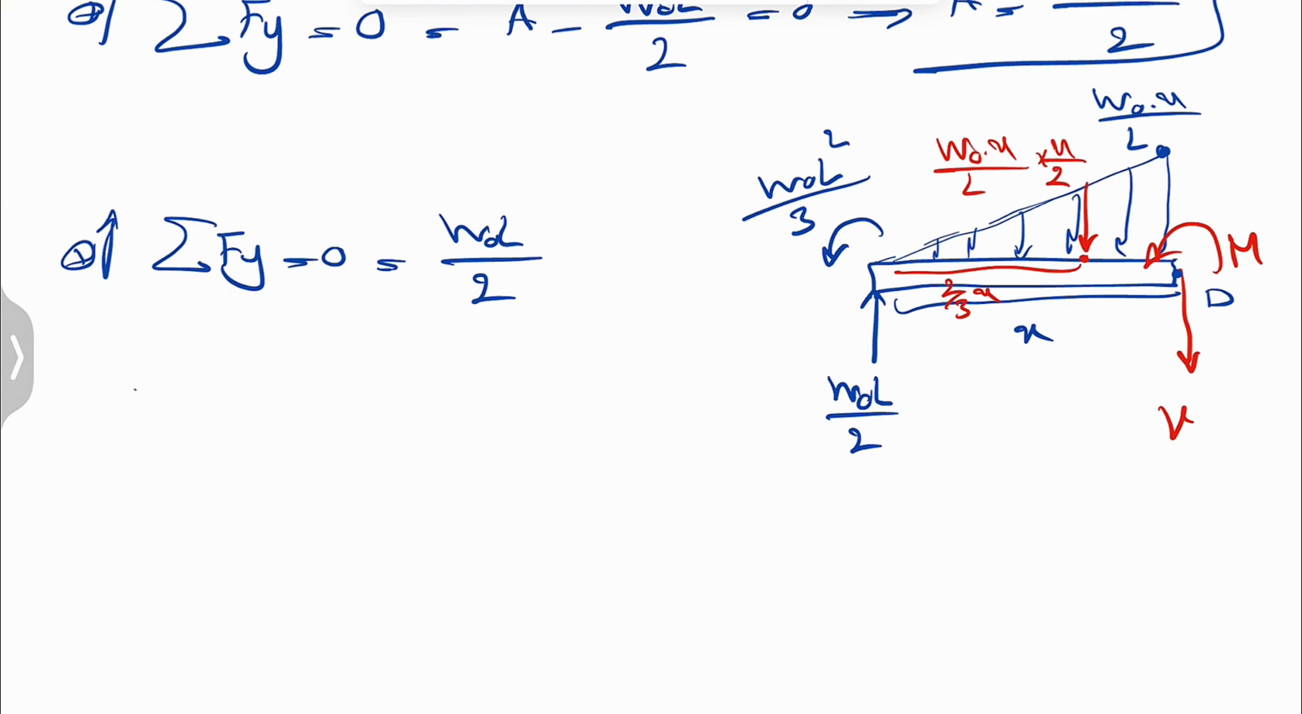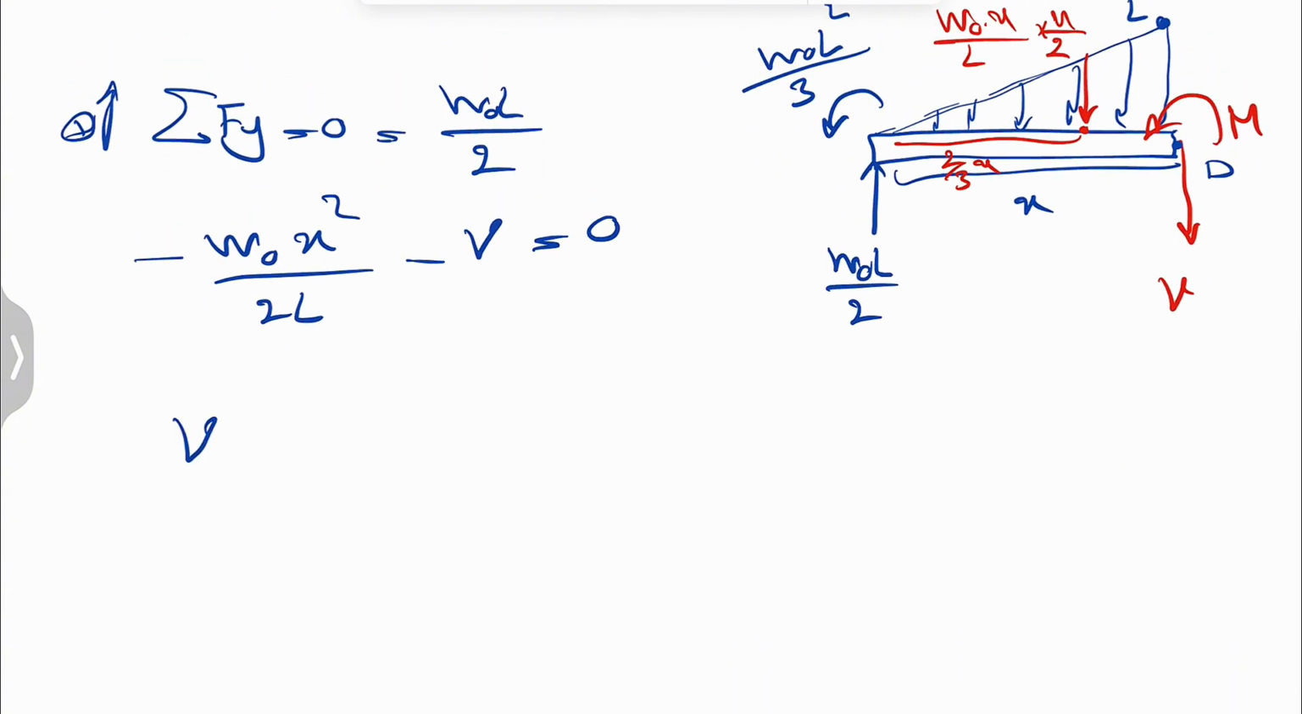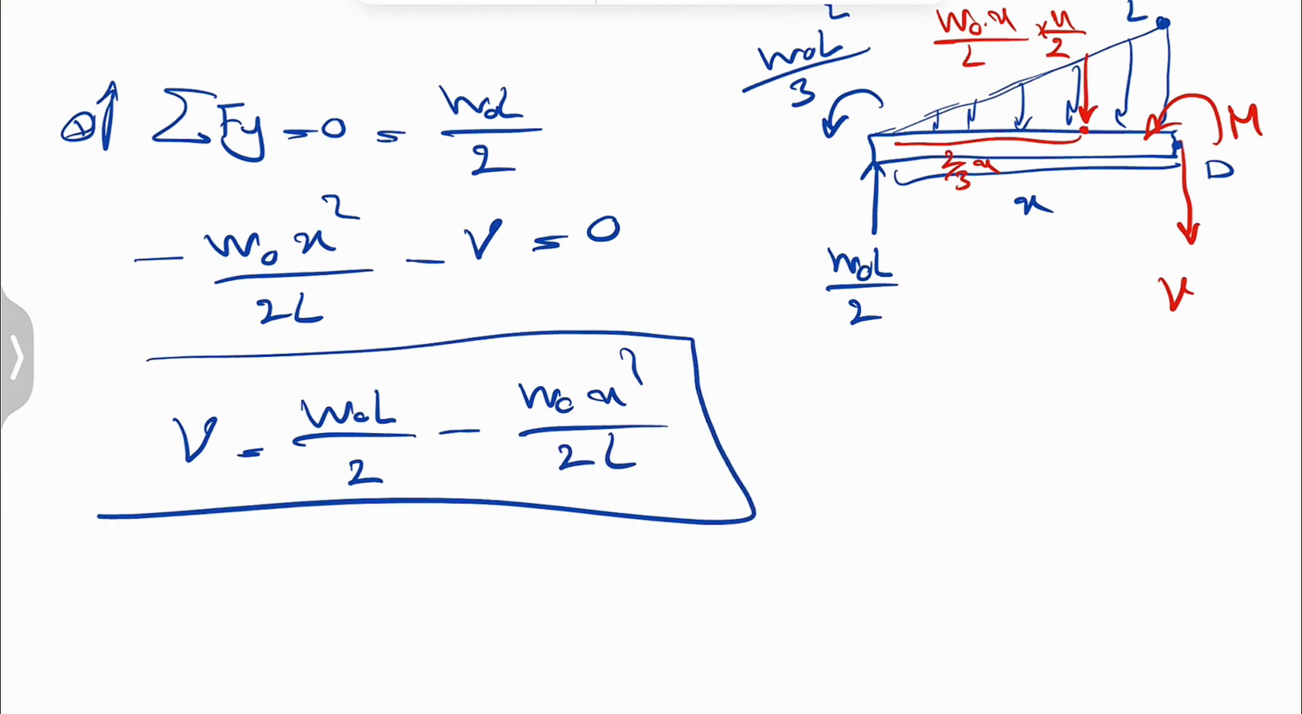So that's going to be our second force, which is downwards, so negative W X squared over 2L, and we have also negative V, and that's going to be 0. This is going to give us the V, or the shear, which is going to be WL half minus W0 x squared over 2L. So that's going to be the equation for our V.